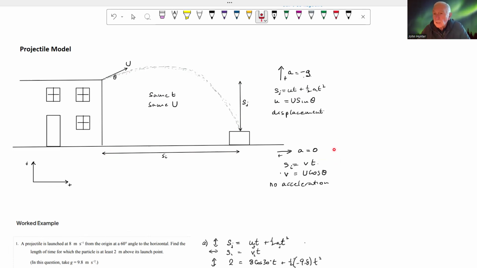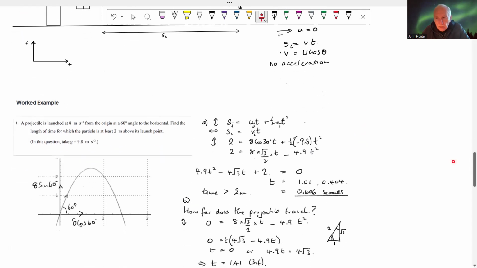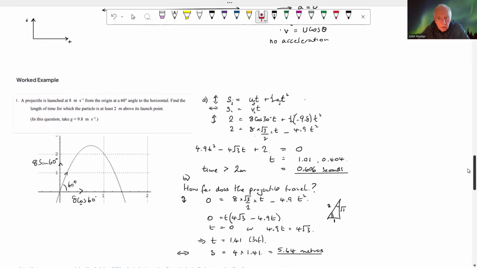Sometimes they're expressed in vector form. Sometimes your initial velocity is given to you in i, j form, but really, from that, you can just pick out the information that you need. Right, there's loads of examples of these. Let's just have a look at another one.